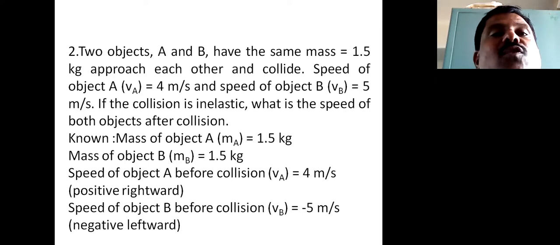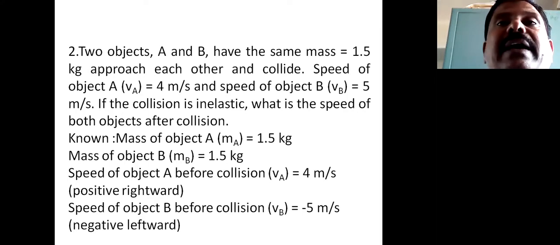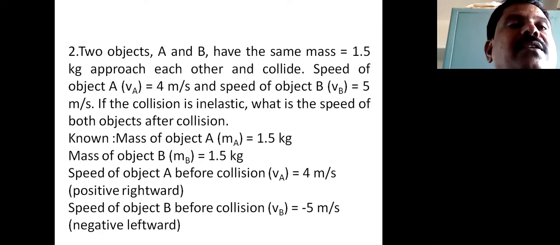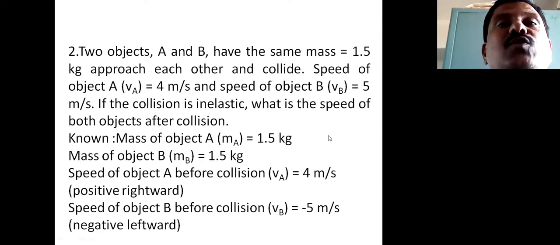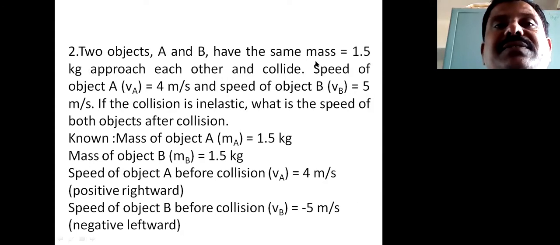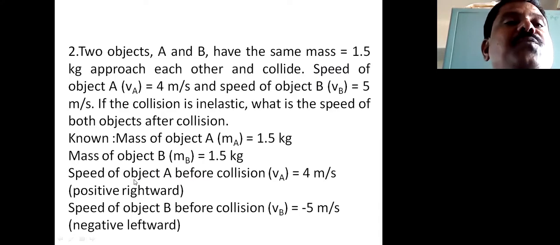So again, you want to do it in the same way as we did in the above examples. The mass of object A equals how much? 1.5 kg. And B is also 1.5 kg, because A and B have the same mass. Okay. So the speed of object A before collision is equal to how much? 4 meters per second, positive rightward.